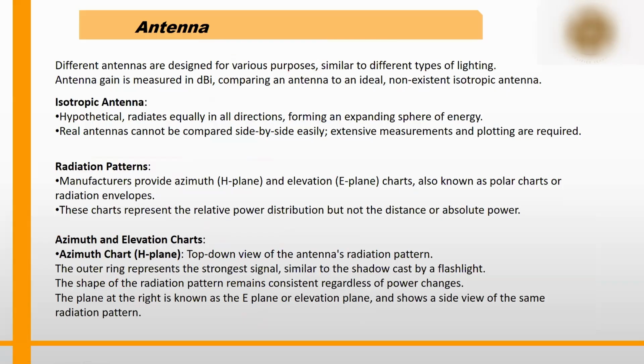Different antennas are designed for various purposes, similar to different types of lighting. Antenna gain is measured in dBi, comparing an antenna to an ideal antenna. An isotropic antenna is a hypothetical antenna that radiates equally in all directions, forming an expanding sphere of energy.